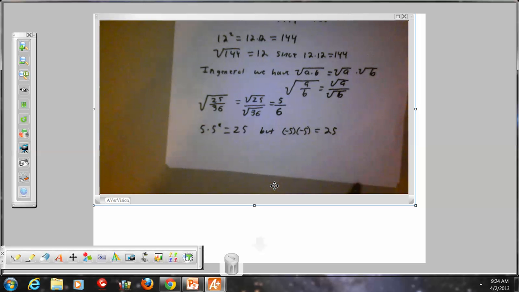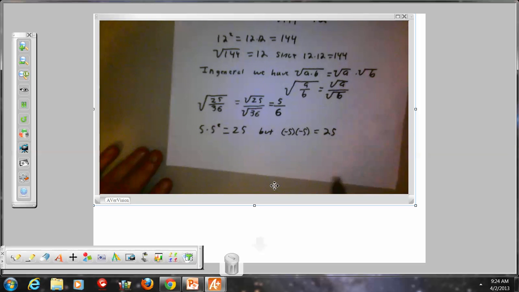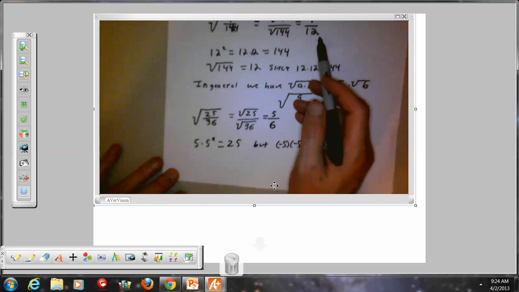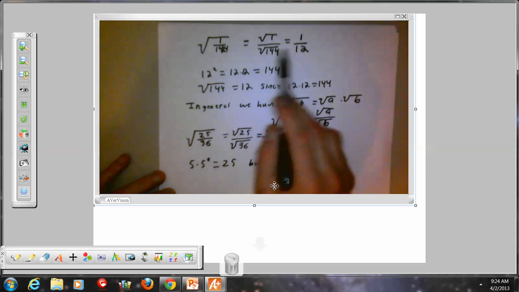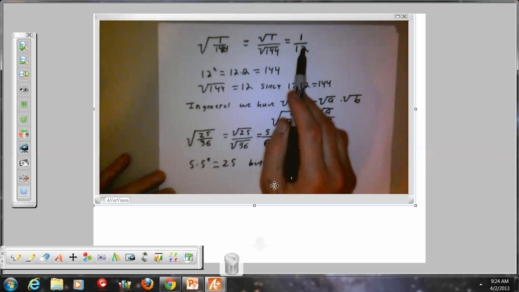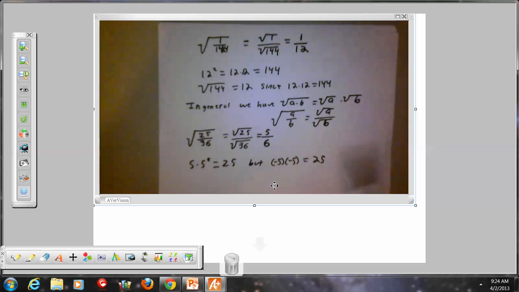So, okay. Let's do another one. So again, when we take the square root, we're always doing the positive root, right? The square root of 1 over 144 is positive 1/12, not negative 1/12. But negative 1/12 times negative 1/12 is also 1 over 144. It's just that with square roots, we always take the positive. Let's do one more.